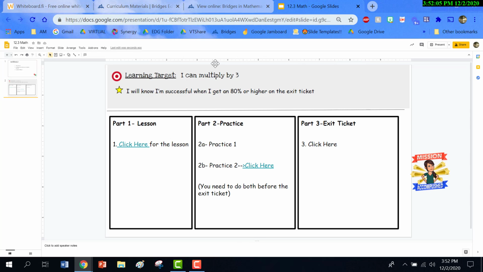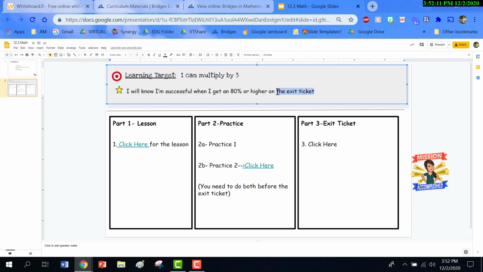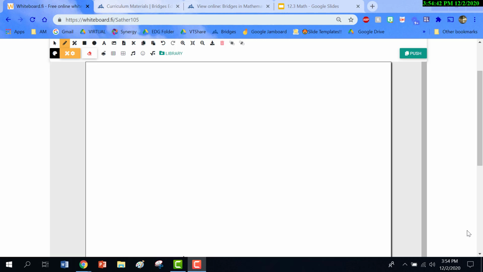Okay, welcome back. Like I said, our goal today is to multiply by 3, and you're going to know you're successful when you get 80% or higher on the practices. Okay, so to start, we're just going to do a couple warm-up problems and see how we're doing with multiplication. We're going to start by trying to solve this problem.